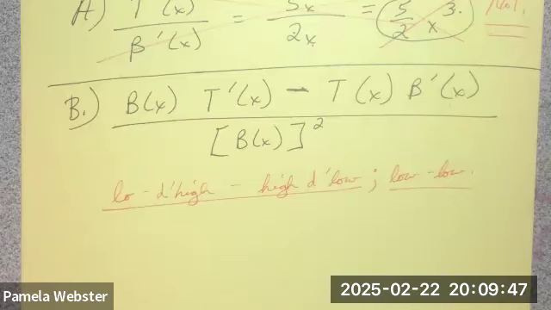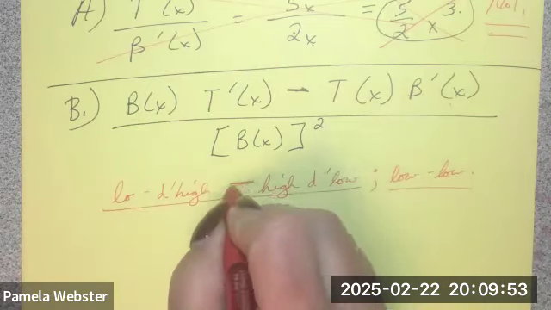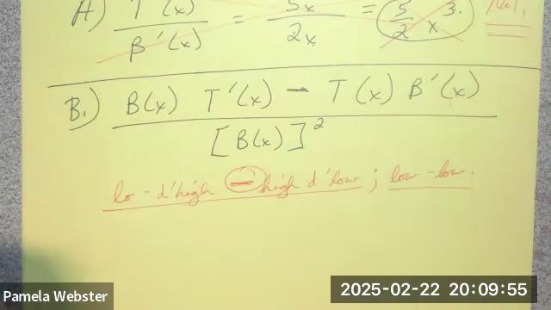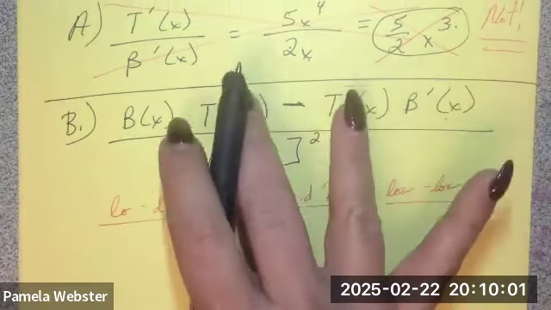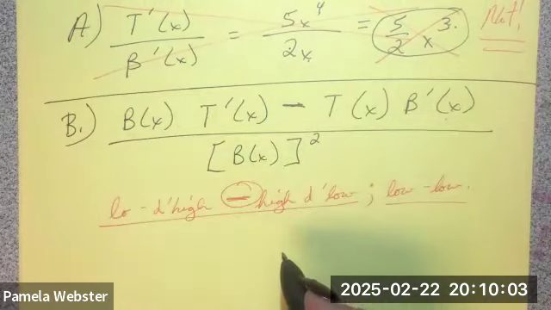Okay. Low D high, high D low, low low. That's how I remember it. Okay. So, and there's a minus sign in between these guys. All right. You remember it how you want to. We're going to see why this works. Okay. And again, it's those interacting combinations that are working.